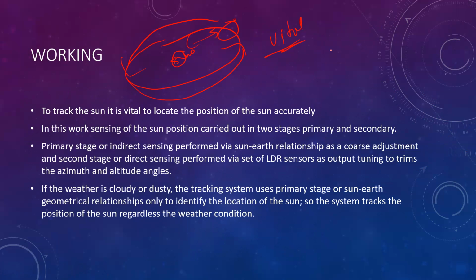In the secondary stage, the azimuthal angle and the altitude angles are measured, then calculated and sent to the Arduino Uno. If the weather is cloudy or dusty, the tracking system uses the primary stage, or Sun-Earth geometrical relationships, only to identify the location of the sun. So the solar system tracks the position of the sun regardless of the weather condition.